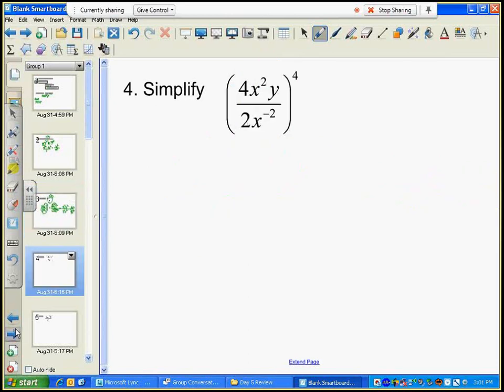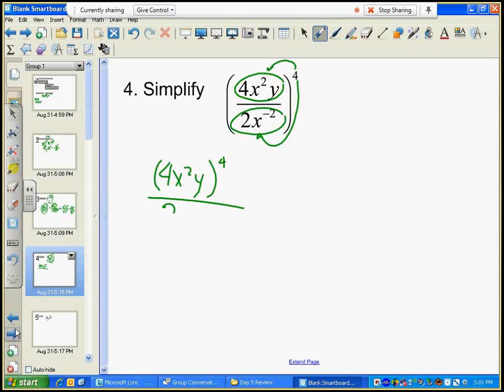Okay, let's simplify this one. It's another power of a quotient rule. It's another Badoop rule. I'm going to take my whole numerator to the fourth power, all over my whole denominator to the fourth power. Let's rewrite that. I've got 4x squared y to the fourth power, all over 2x to the negative second power, to the fourth power. Now I'll simplify my numerator and my denominator. Keep on simplifying after that, and we'll be done.